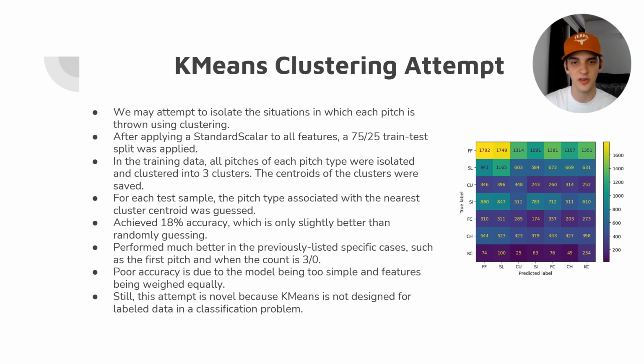So what this algorithm was doing is it's applying a standard scaler and then a train test split. And for each pitch type in the training data, all the pitches of that pitch type were clustered into 3 different clusters. And for each test sample, the closest cluster was found, and the associated pitch type was guessed for that sample. And this didn't do very well. It got 18% accuracy, which is pretty bad, but it did do much better on those 2 specific test cases that I mentioned on the previous slide where a fastball is almost always thrown. So I think the assumption was just off from the beginning, and also I think the model was a little bit too simple. But I still liked this. I thought it was a novel idea. K-means isn't usually used for classification, so I liked the idea.